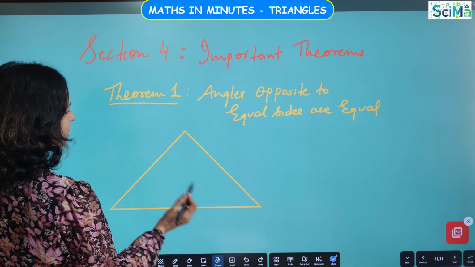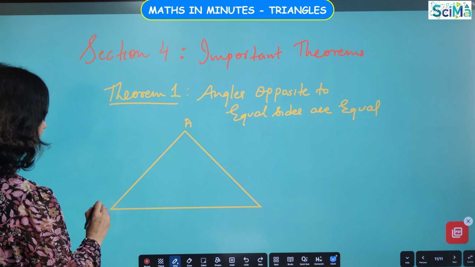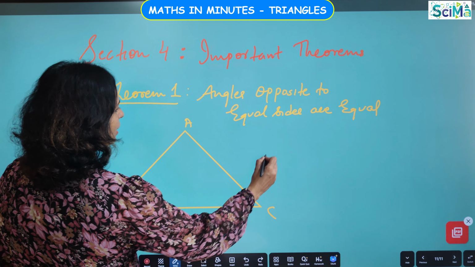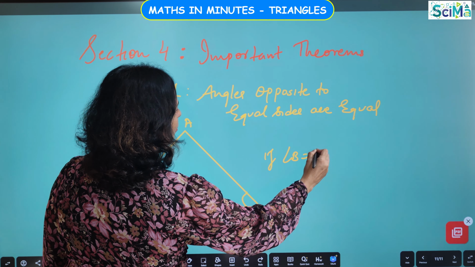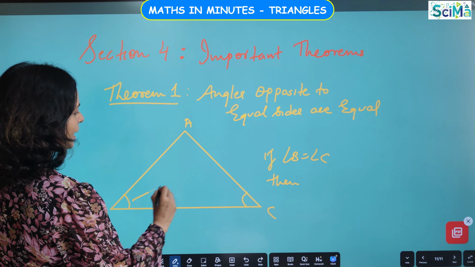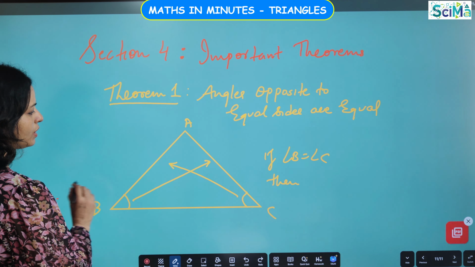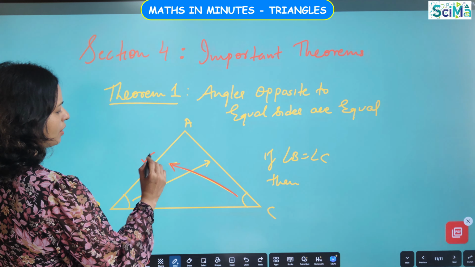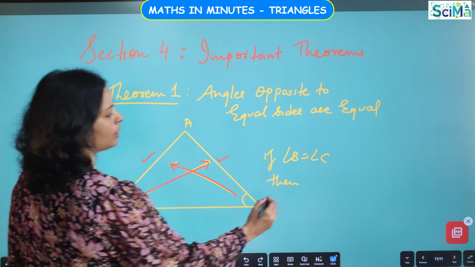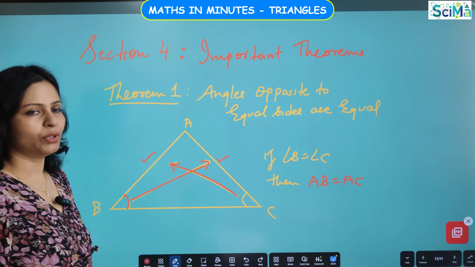So if you make a triangle here, if you have triangle ABC, if angle B is equal to angle C, then the sides which are opposite to these angles, which is the side opposite to angle C is AB, and opposite to angle B we have AC, right? Then we can say AB is equal to AC. This is the first theorem.